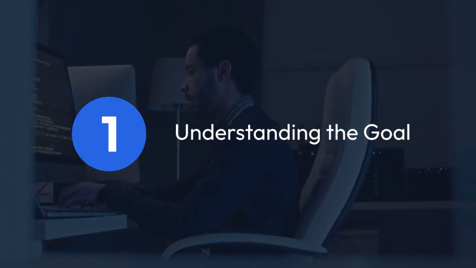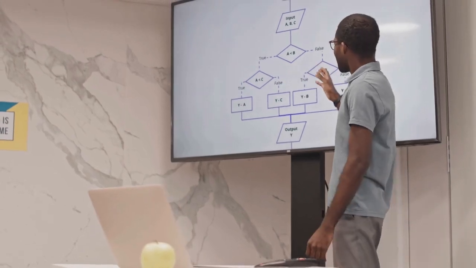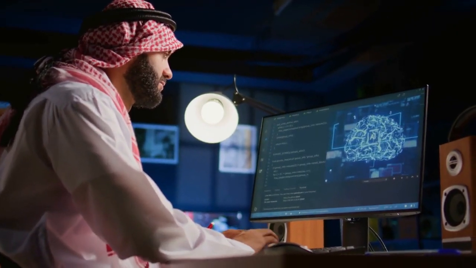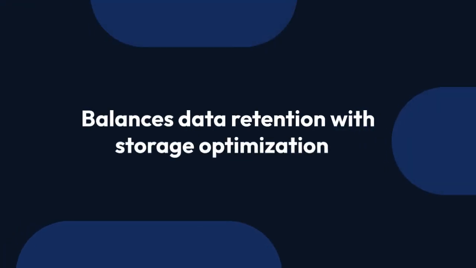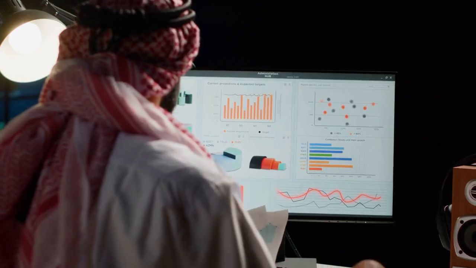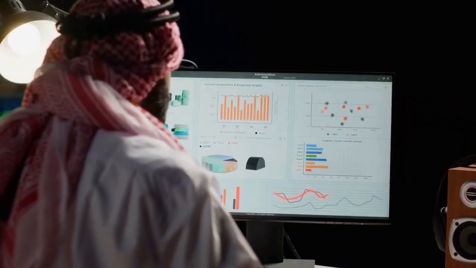1. Understanding the goal. Our objective is to keep our indices intact, allowing for searches across the entire index history, while simultaneously removing the older data that we no longer need. This approach balances data retention with storage optimization. We achieve this by targeting the data within the index, not the index itself.